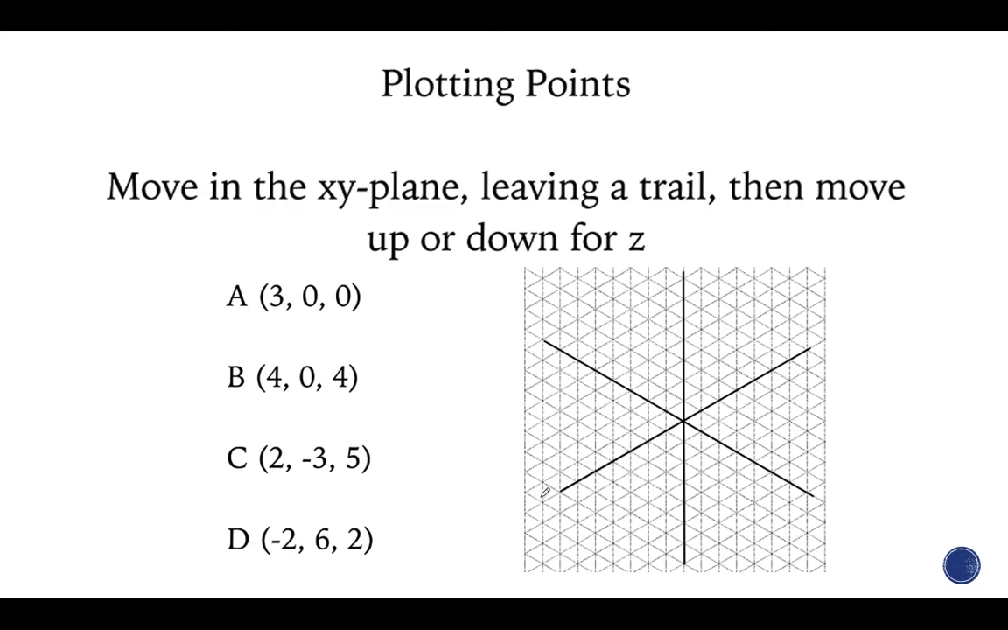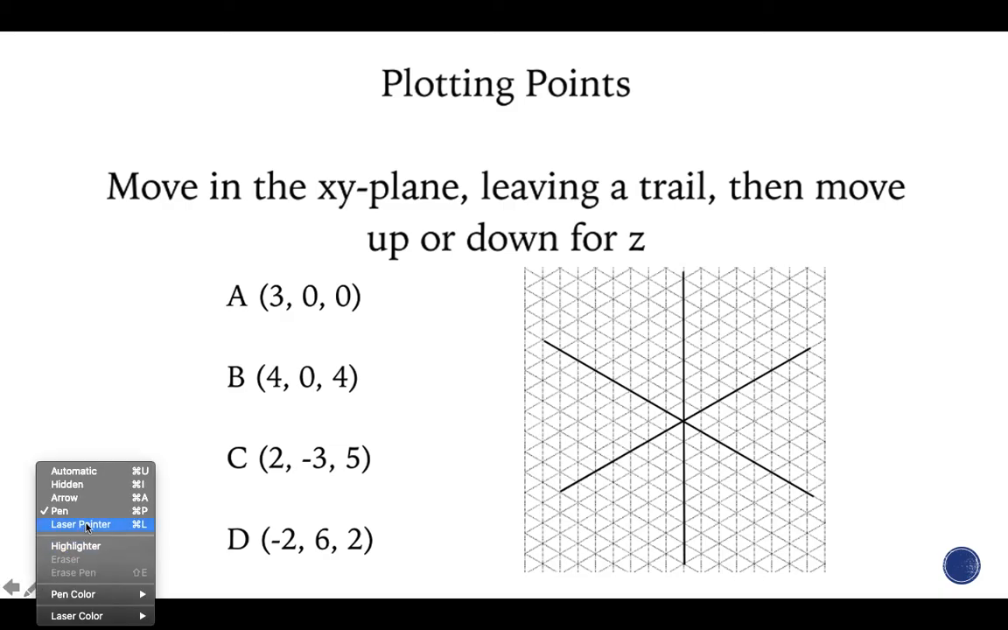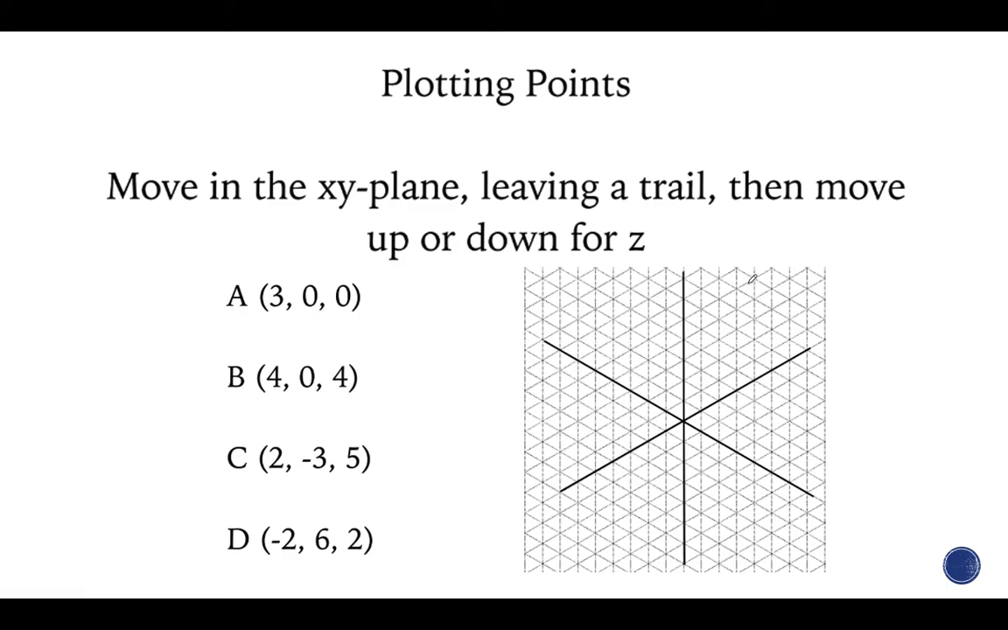Now, as I look at this system here, let me change my pen color for just a moment. Let's go to black, all right? So this axis right here, this is our x-axis. All right, this axis is our y-axis, and this axis is our z-axis. All right, now notice the directions. It says when you move in the xy plane, we want to do that first, and we're going to leave a trail, and then we're going to move up or down for z. So let's go ahead and plot some points.